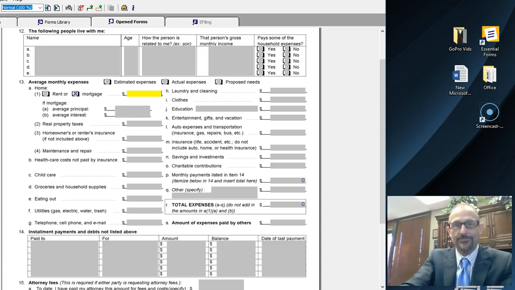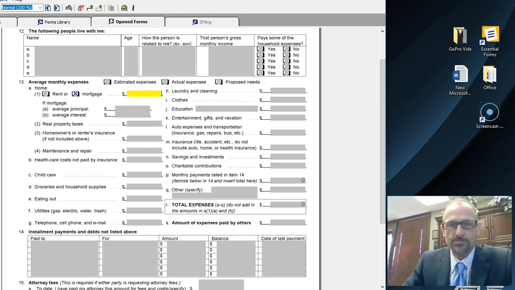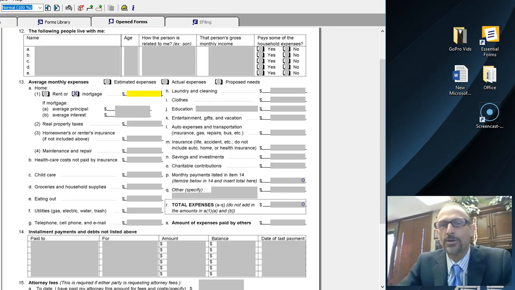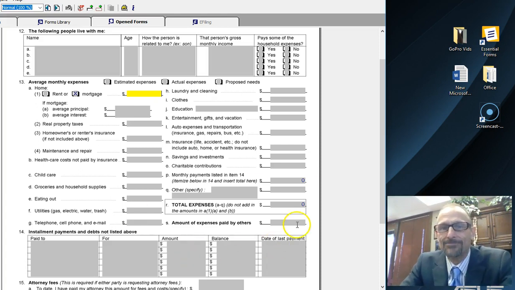Okay, this is relatively obvious, but this would include tithing. This would include if you give a couple dollars a month here and there. If you go to meetings of any kind, any charitable contributions whatsoever, you're going to put that average monthly on the right there. Then monthly payments, item 14 below. Okay, so look at 14 below.